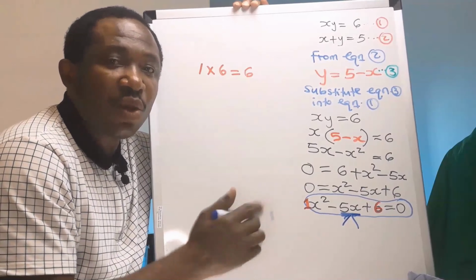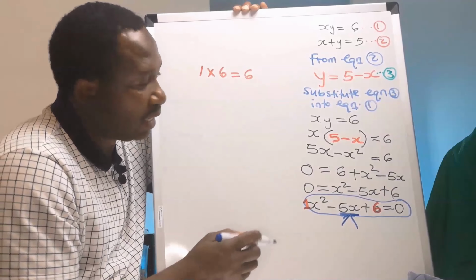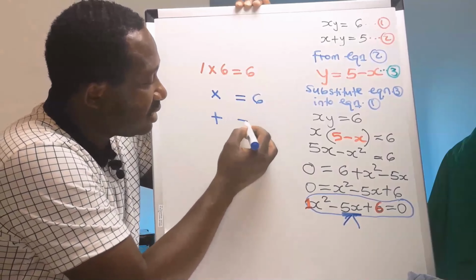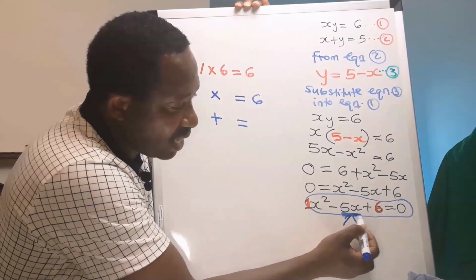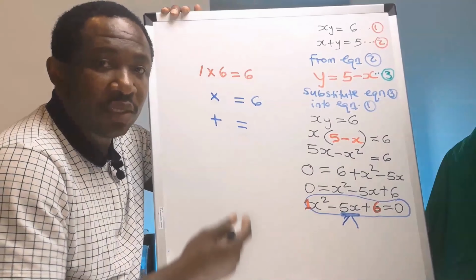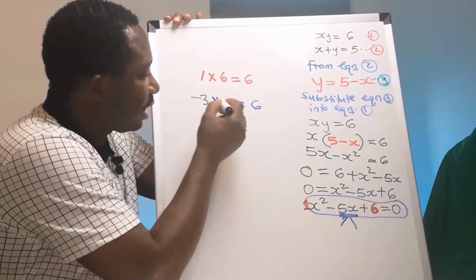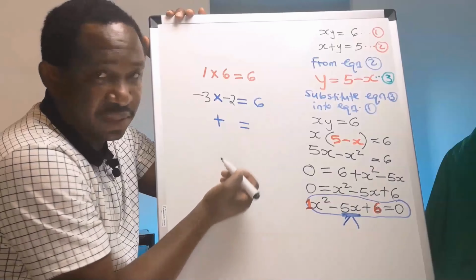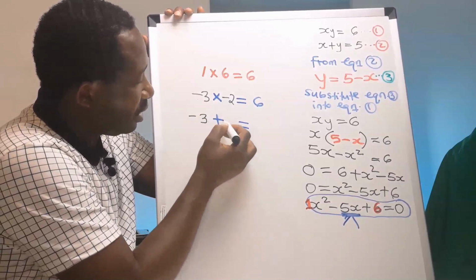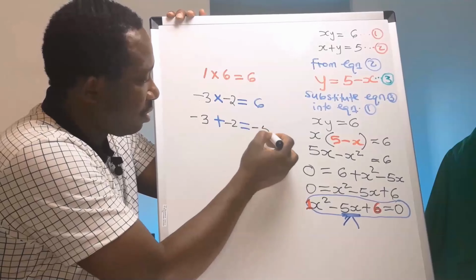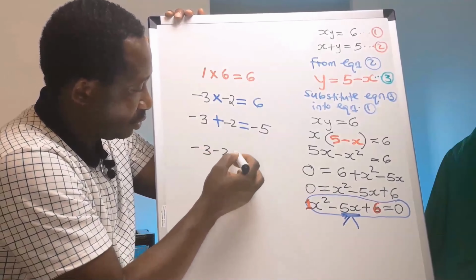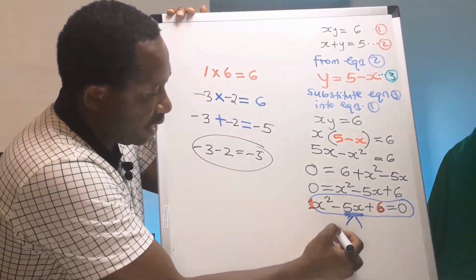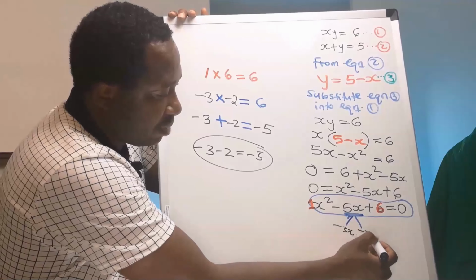Next, I will think of two numbers that if I multiply the two numbers, I will get 6, and if I add the two values, I will get a replacement of minus 5. The two numbers are minus 3 and minus 2. Minus 3 multiply minus 2 will give you 6, and minus 3 plus minus 2 will give you minus 5. Hence, I will replace this with minus 3x and minus 2x.